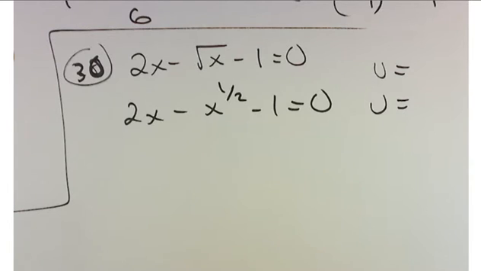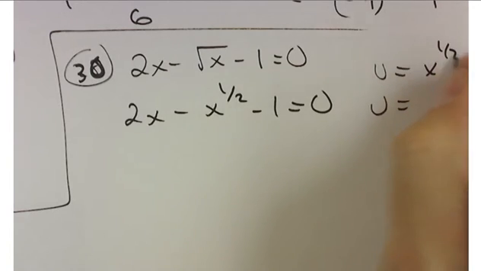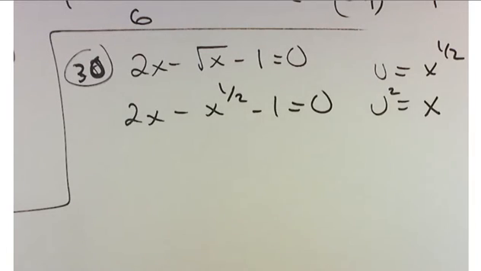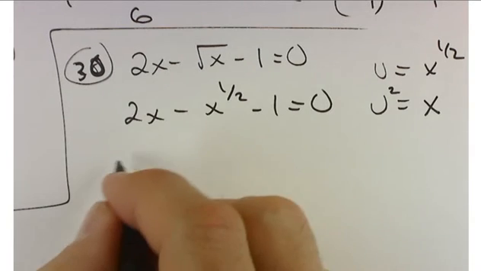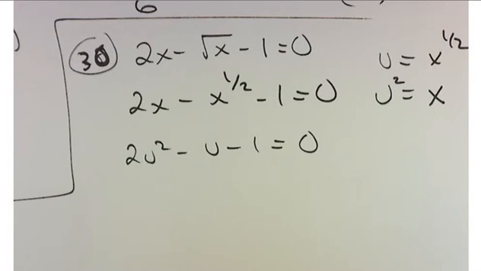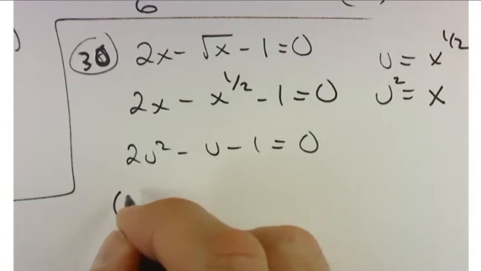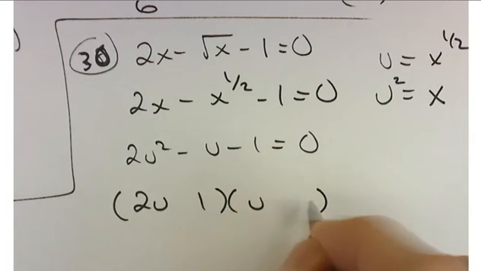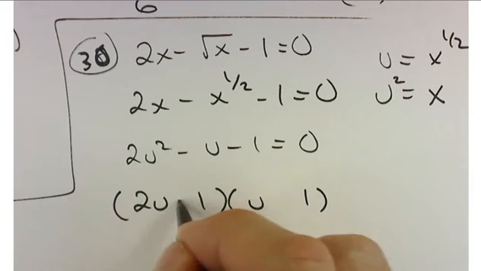Krista, what should I let u equal? X to the 1/2. Good. X to the 1/2, and u squared equals x to the first, or just x. So when I rewrite this equation, it looks like 2u squared minus u minus 1 equals 0. Now, in the interest of time, let me help you out with the factorization there. It's going to be a 2u and a u, 1 and a 1. That's going to be a plus and a minus.